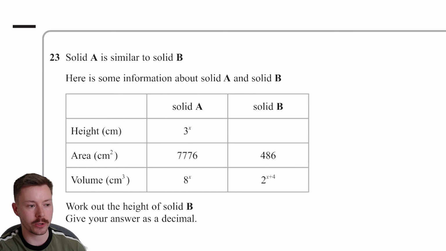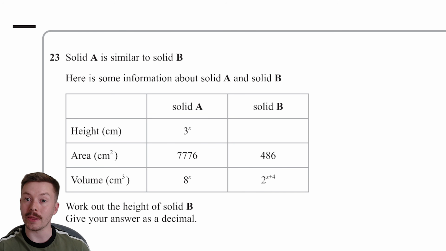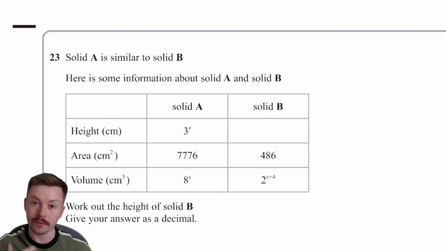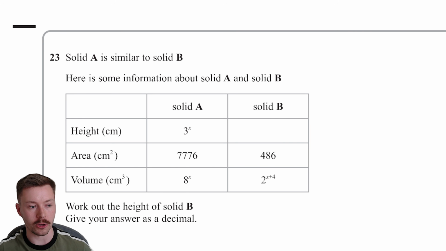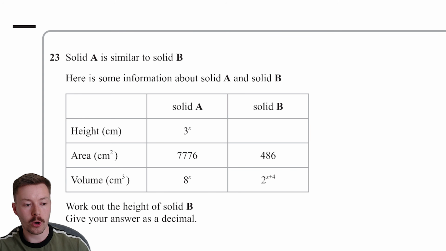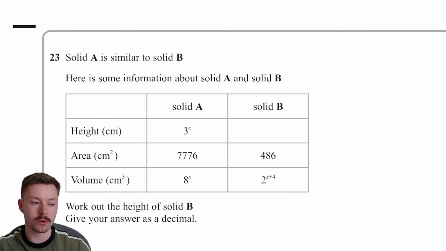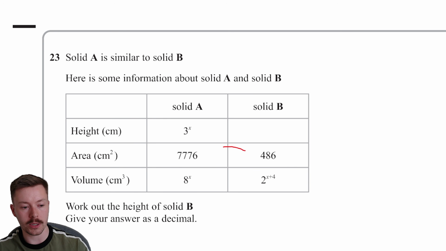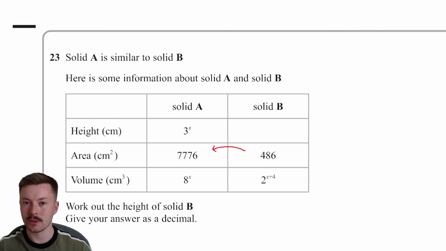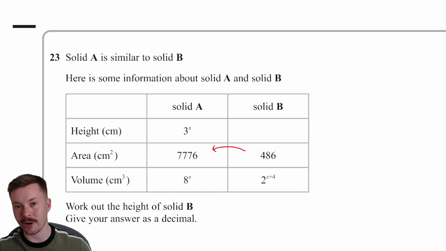Okay, next question is this one, which is quite a nice question, I think. I've had a look at this one earlier. Solid A is similar to solid B. That means there is a scale factor for the length, for the area, for the volume. Here is some information about solid A and solid B. Now we've got two exact numbers for the area, so we can work out the area scale factor. And actually what I want to do here is go from solid B to solid A because that's going to give me a scale factor which hopefully isn't a fraction. It's going to be getting bigger.